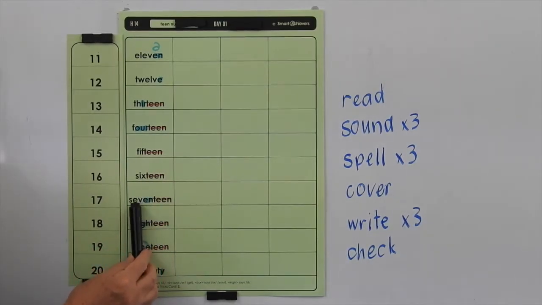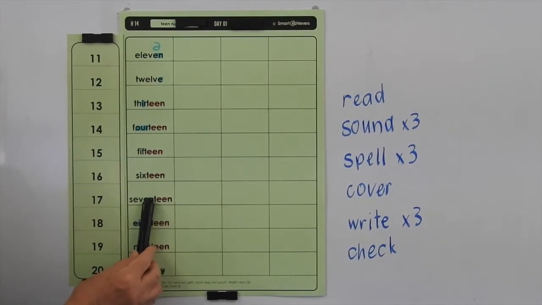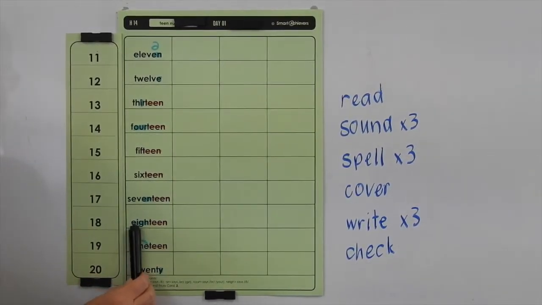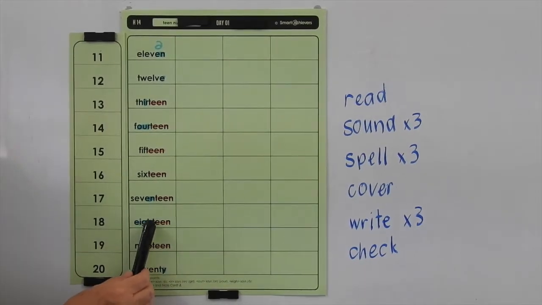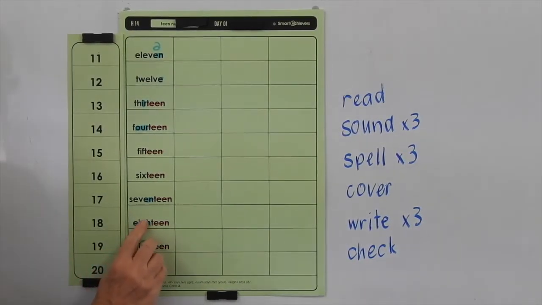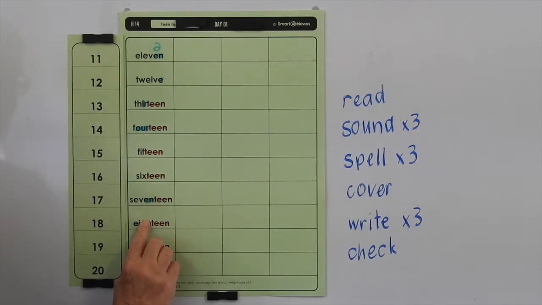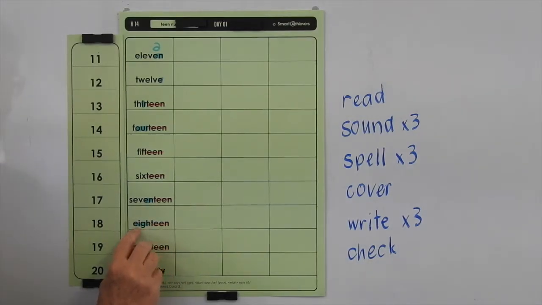16 is quite an easy one. 17, you've got that schwa sound again in the n at the end. 18, you've got the e-i-g-h-t. So remember that gh, we can't really make that guttural sound when we say that word, so we leave the sound out when we say 18, but when we write it, we have to put that gh back in. So just be careful, that's quite a tricky one.